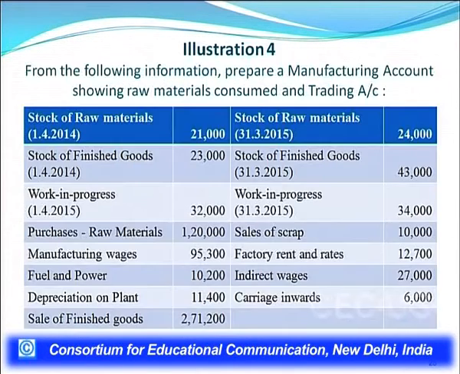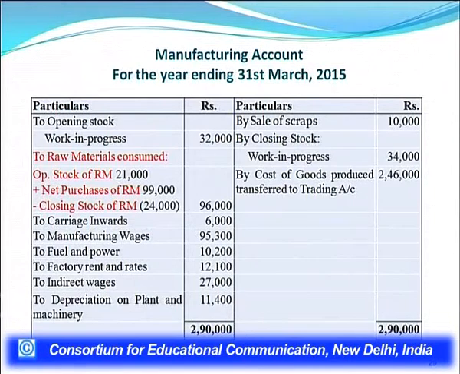Now, we see how to prepare the manufacturing account. On the left side, first of all, opening stock. Here we will record opening stock of work in progress only, because the opening stock of raw material has been used to calculate raw materials consumed. Then net purchase of raw material, then closing stock of raw material is deducted, and we find the net figure, that is 96,000.